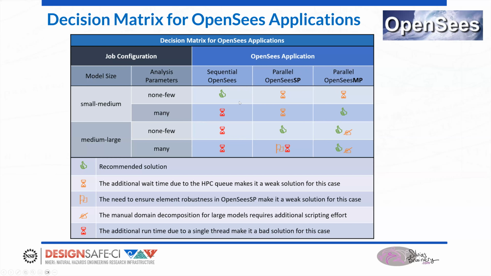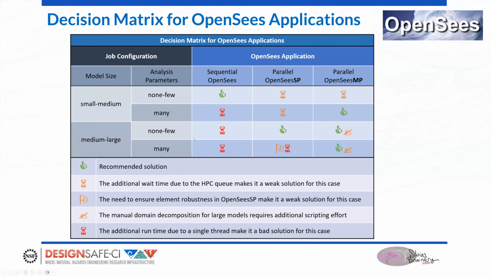So for example, if you've got a small to medium model with very few analysis parameters, stick with the sequential OpenSees. It's faster, it's easier to access, there's no queues, and it just works better for you. But if you're running a lot of analyses, then maybe you should go to MP. Doesn't mean you can't do it in the other applications, but it's not an efficient use of your OpenSees resources. Same thing with a larger model. Of course, this is all relative.